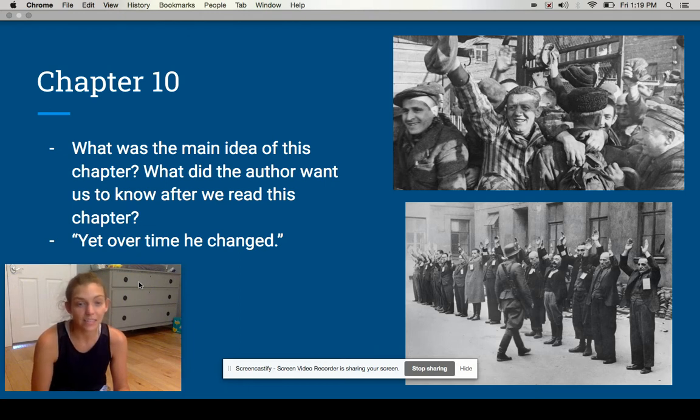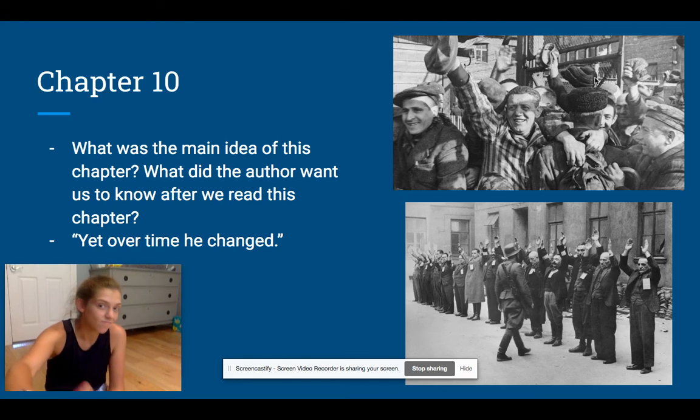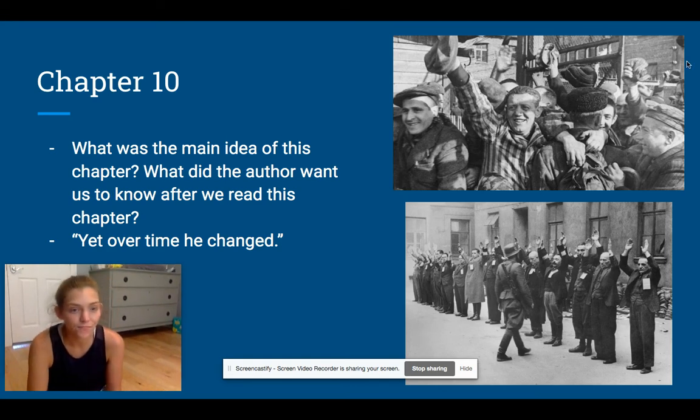And when we look at these visuals that I have here, guess what that might be? A picture of the prisoners from the concentration camp being set free. And down there is actually a picture of Nazi soldiers being arrested. So we're going to read about how the war starts to end and about Rena's experiences with that ending.